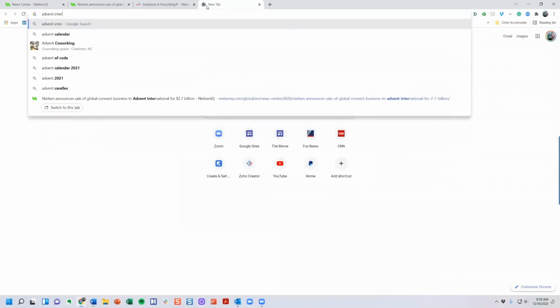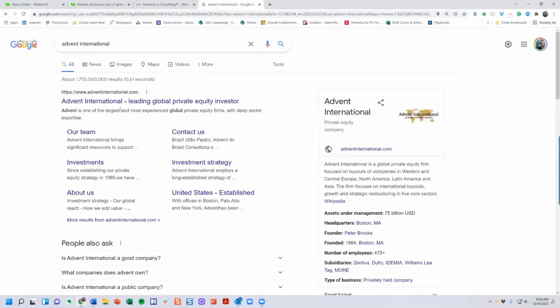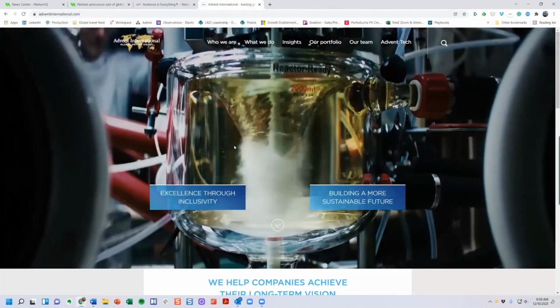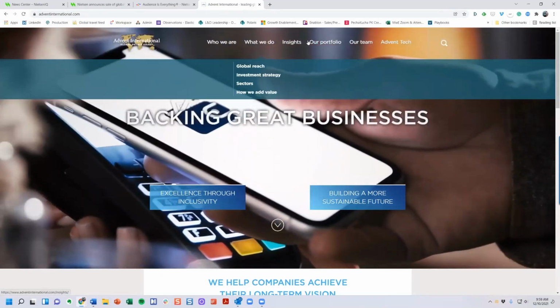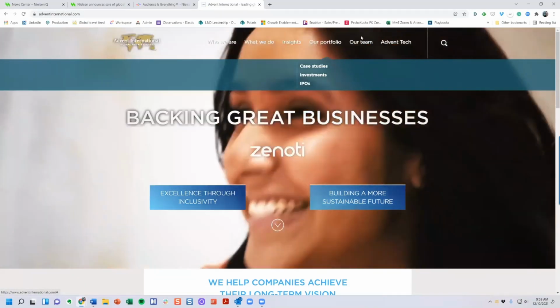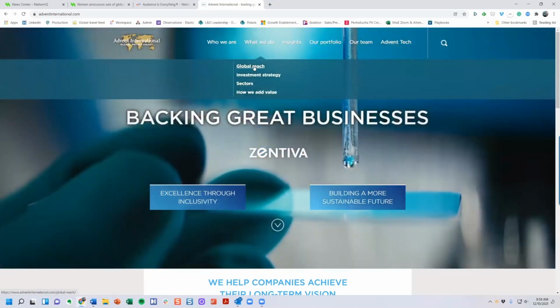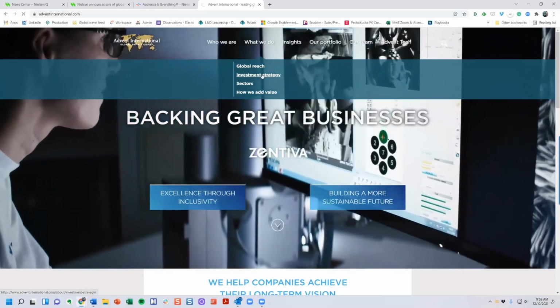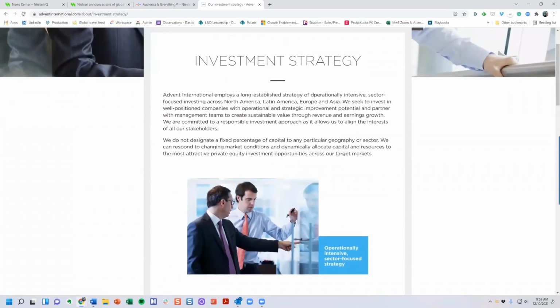Advent International, who are they? They're a private equity fund. Well, who else is in their portfolio? This is always good to look at. What is Advent pushing? They always have a point of view on what they're looking at. Globally, they have an investment strategy. So let's look at that. Their long established strategy is operationally intensive, sector focused investing.